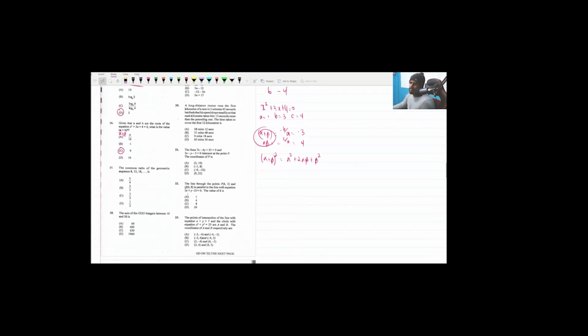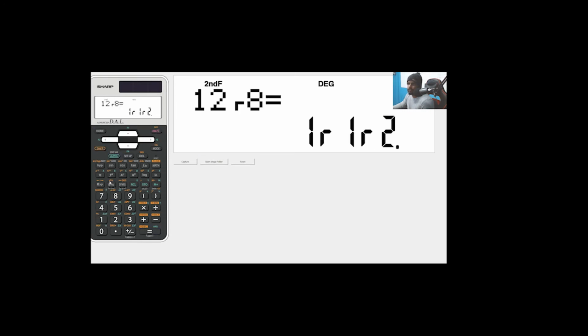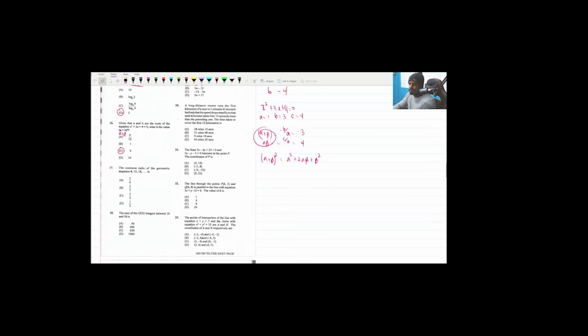The common ratio for the geometric progression is, they say it's a GP, so all I had to do is 12 divided by 8. If you're a little shy, 12 over 8. Bam shot, 3 over 2.